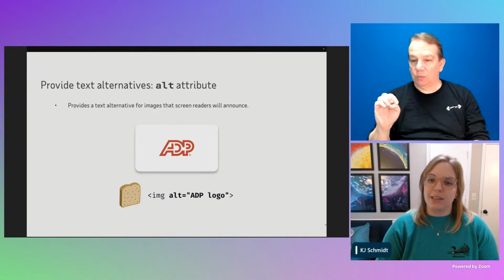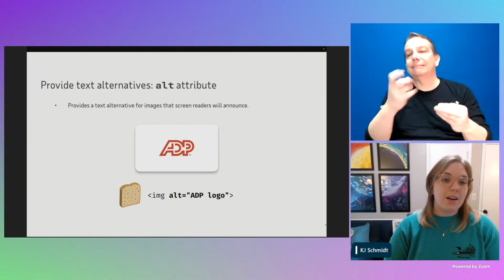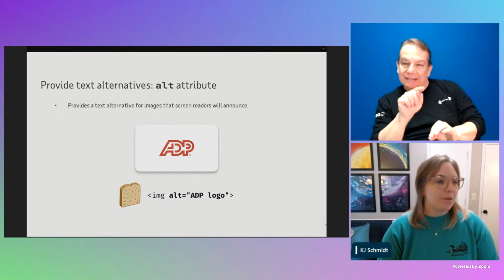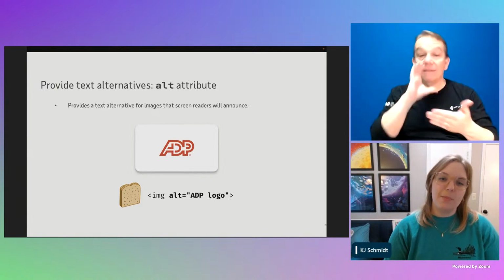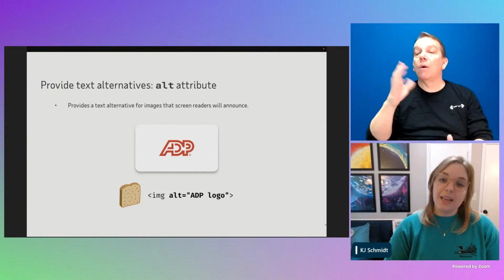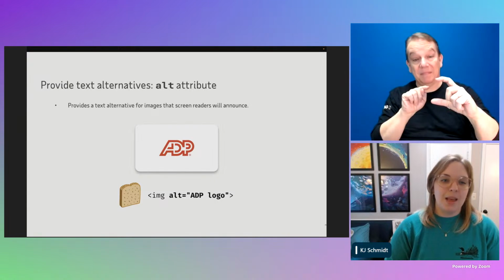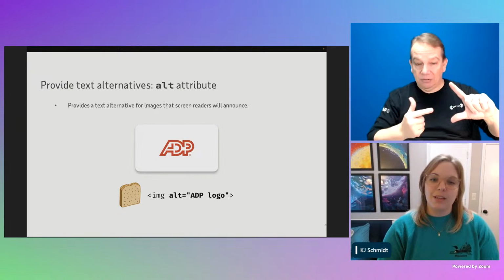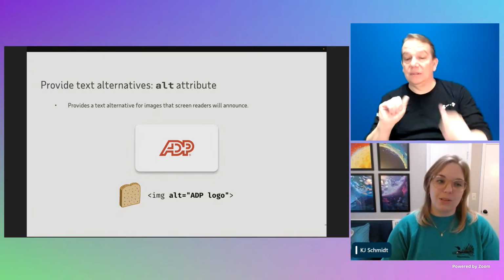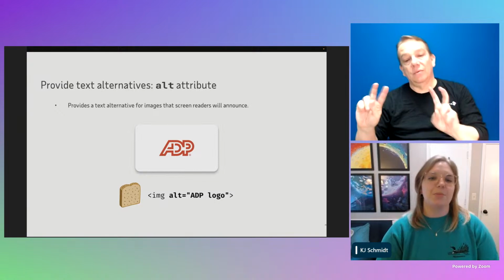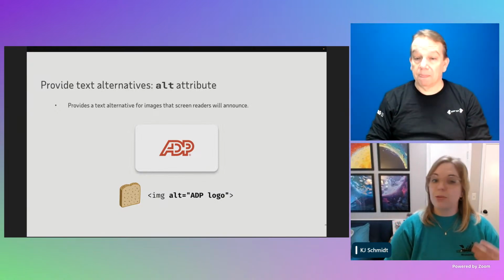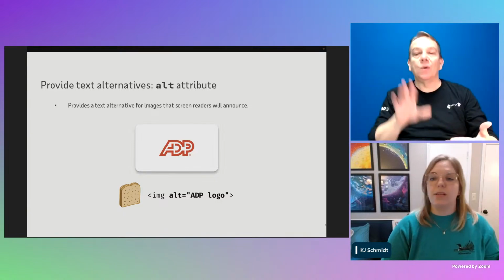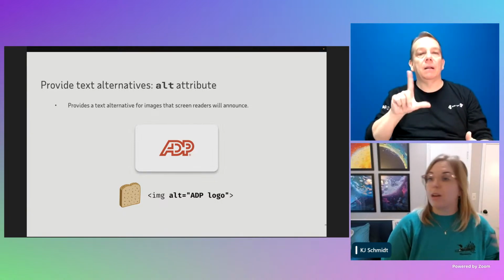To add a text alternative to an image element, we can add our text description as the value for the alt attribute. For instance, I have an image of the ADP logo here, and inside of the image HTML element, I provided a value for its alt attribute of ADP logo. So it reads as alt equals ADP logo in quotation marks. Now, when a screen reader, such as VoiceOver, encounters that image, they'll hear something like ADP logo, graphic, or ADP logo, image.